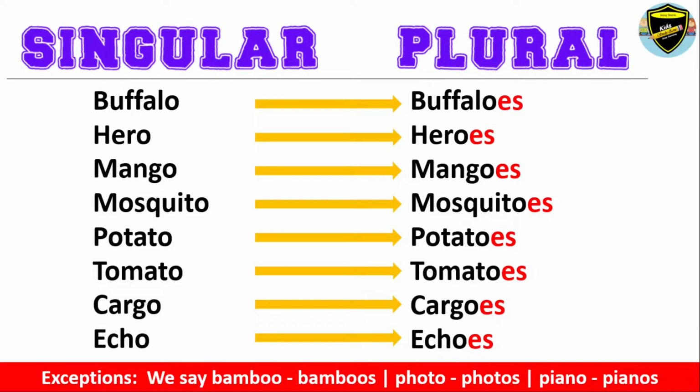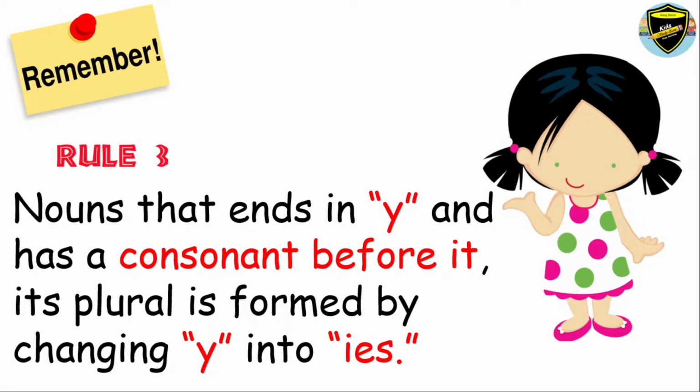Children, remember there are some exceptions like we say bamboo, will add s to it and the plural will be bamboos. The same way, photo will add s to it and it will become photos. The word piano will add s to it and it will become pianos. Now, let's move on to the next rule. That is rule number 3.